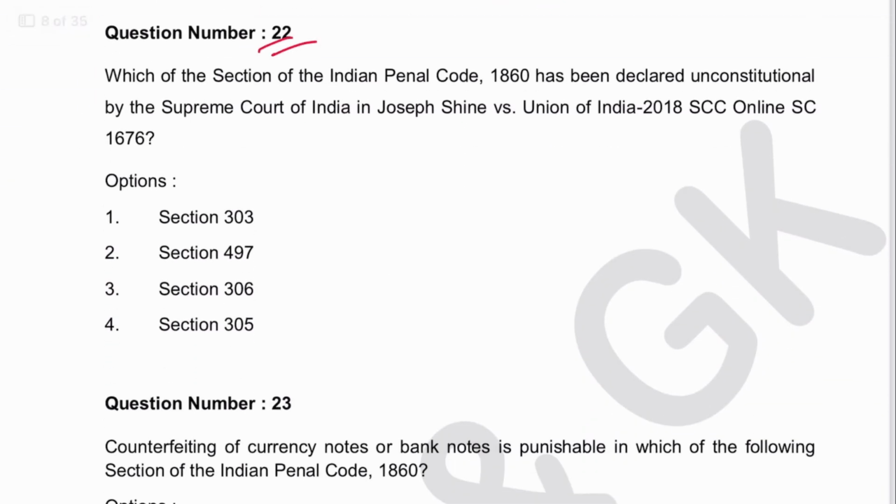Next 22. Which section of IPC has been declared unconstitutional by Supreme Court of India in Joseph Shine vs Union of India? That was related to adultery and section was 497. So 2 is the answer.